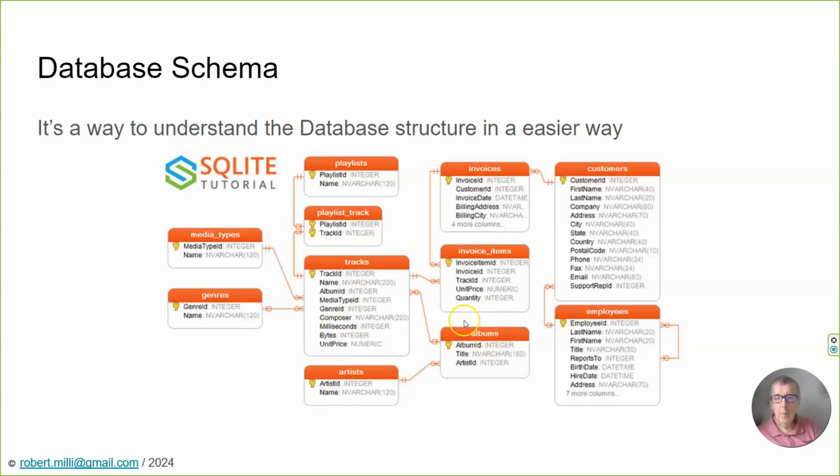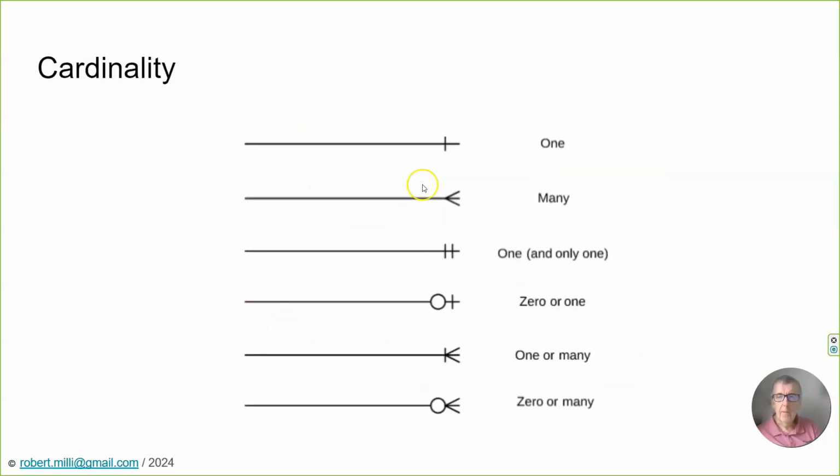So if I go to my album table, I can see that my album table has a relation with my artist table, and has also a relation with my tracks table. The line between 2 tables symbolizes a relationship. There is also a small icon, a small design at the end of each line. This design is called cardinality. So this is a symbol that you can find. 1, many, 1 and only 1, 0 or 1, 1 or many, 0 or many.